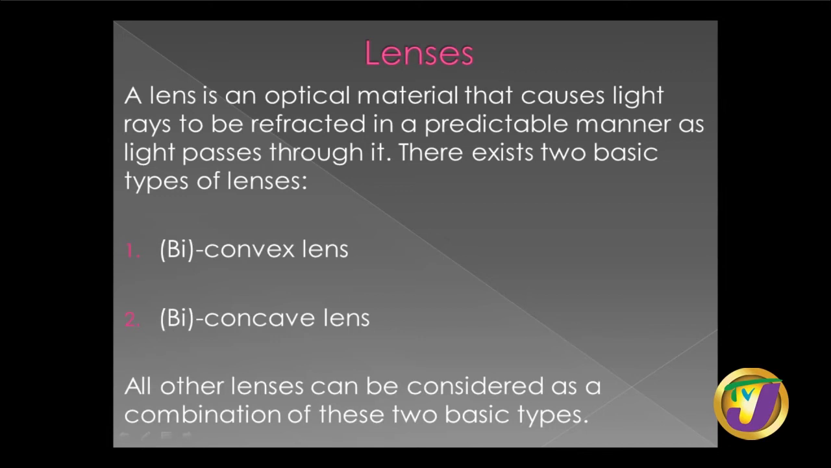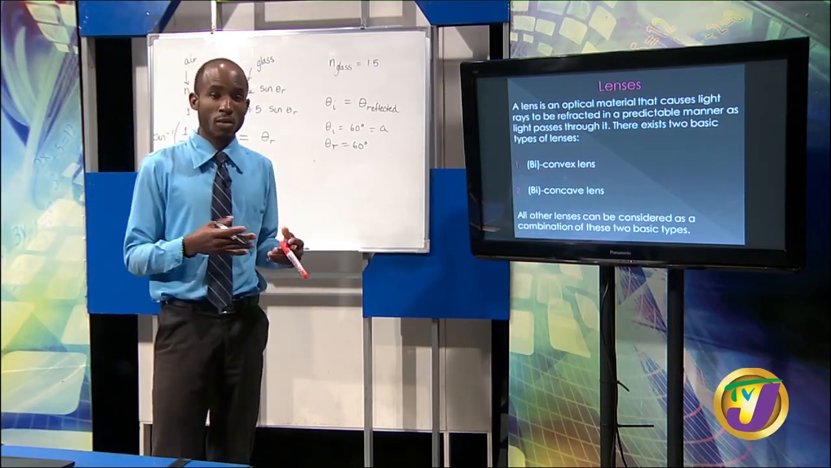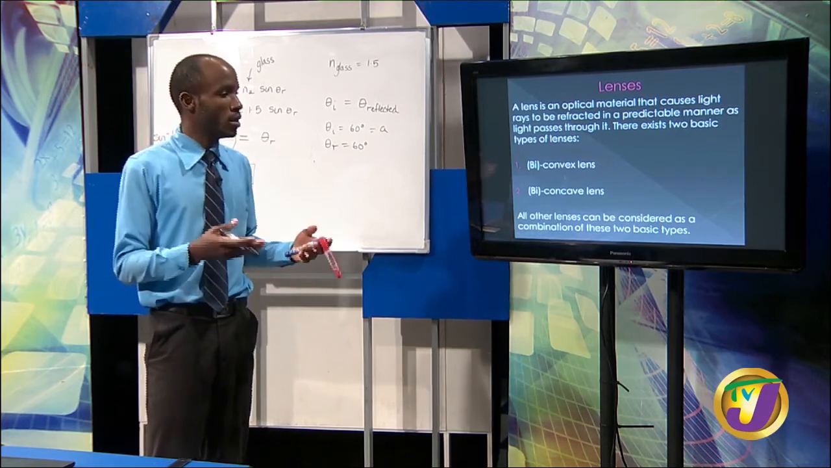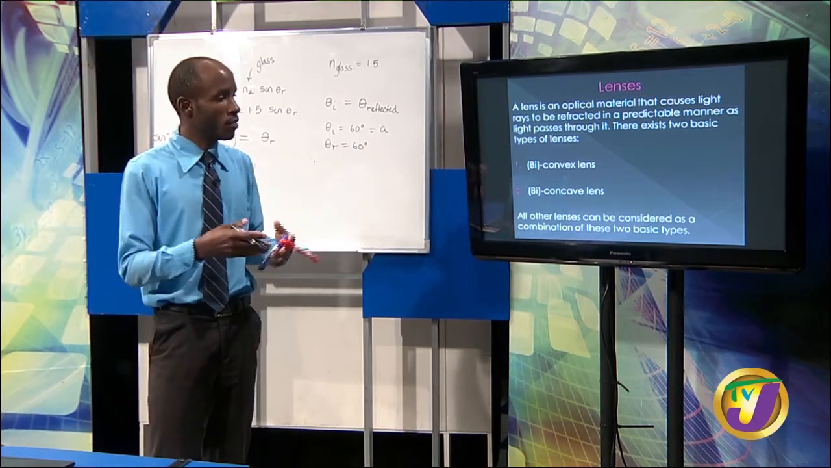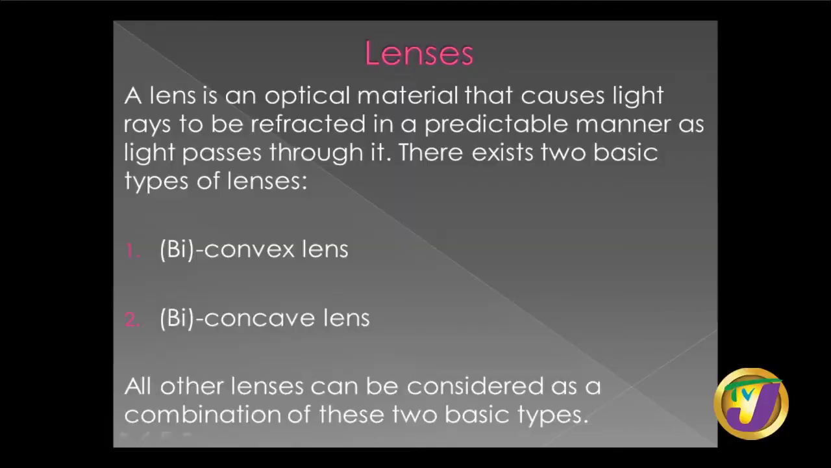Alright, so there are other types of lenses. There's cylindrical, there's convex, concave. All kinds of lenses are used for different applications based on what you want to achieve. But essentially, lenses boil down to either being convex or biconvex in nature, or concave or biconcave in nature.